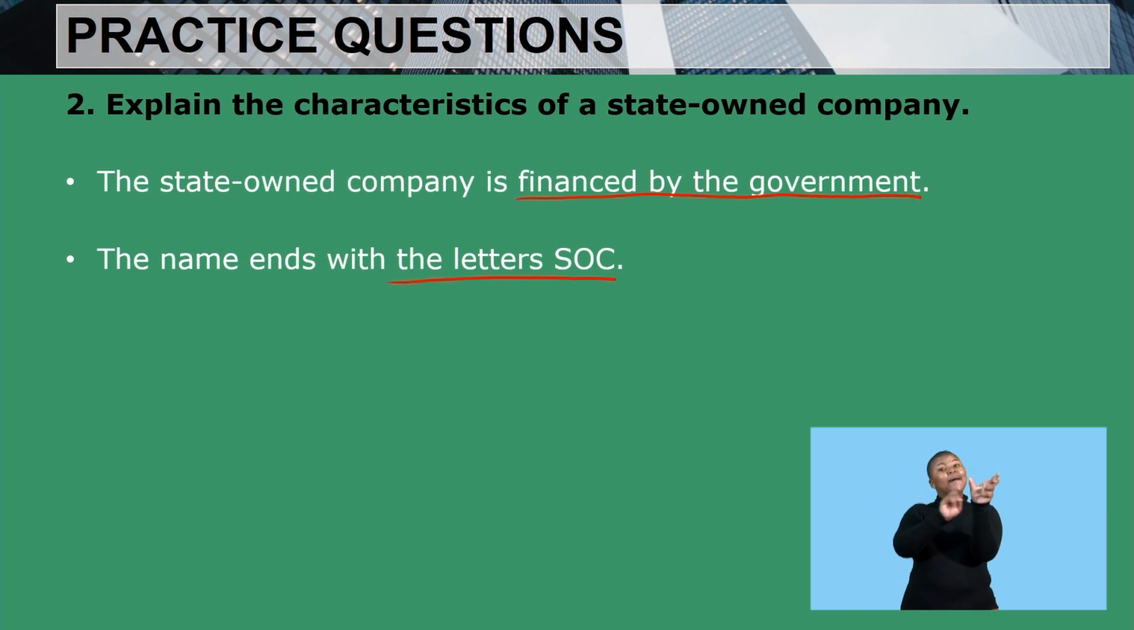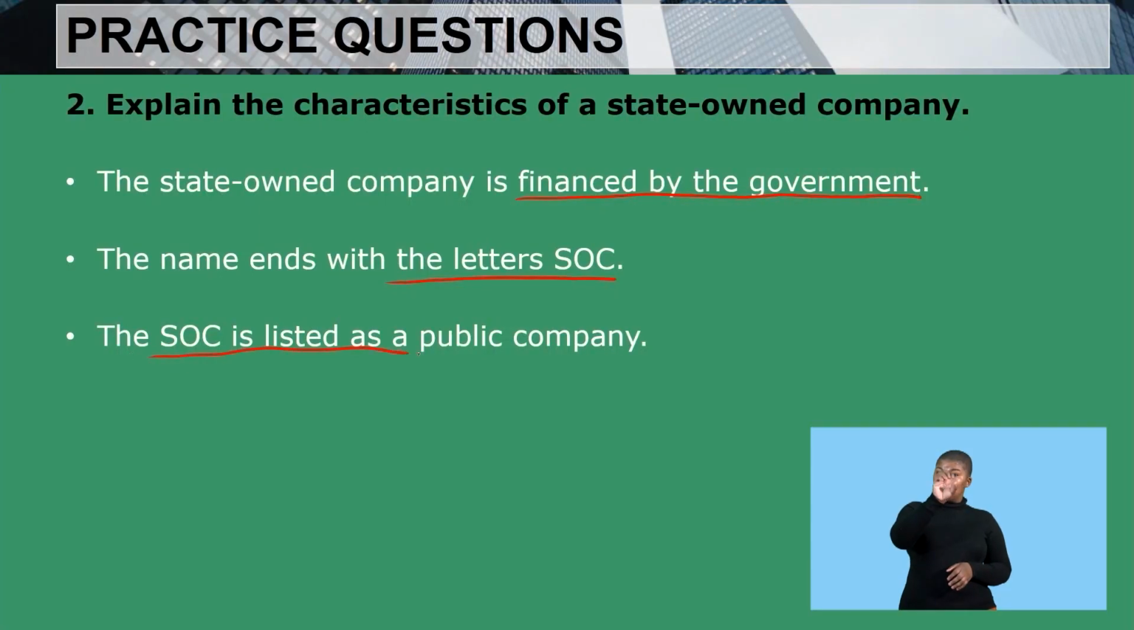If you see any company name that ends with SOC, then automatically you must know that it is a state-owned company. The SOC is listed as a public company, meaning it can offer shares to the general public. So the public can buy shares in a state-owned company, but there will never be a member of the public who can become the majority shareholder, because the majority shareholder is the government.